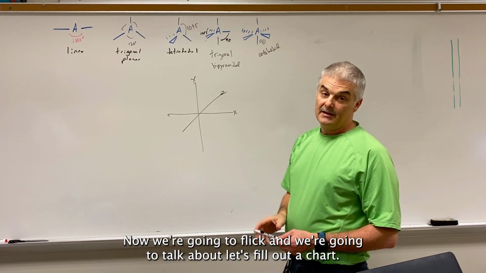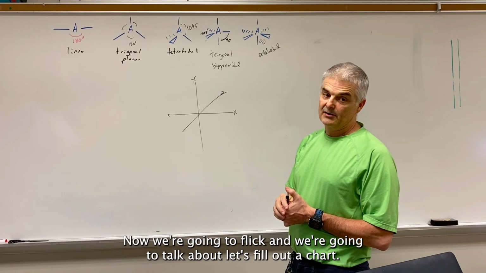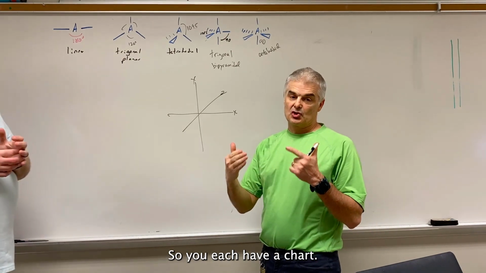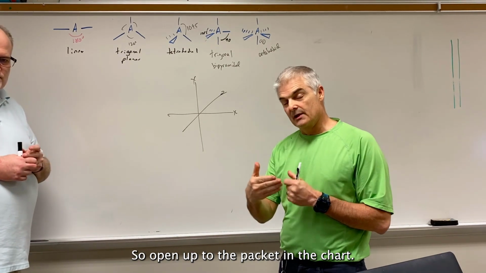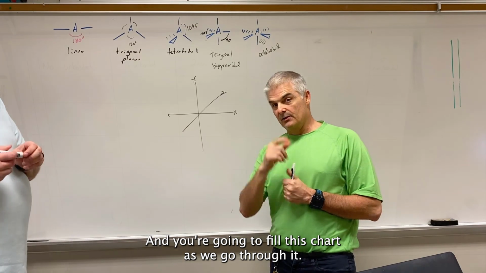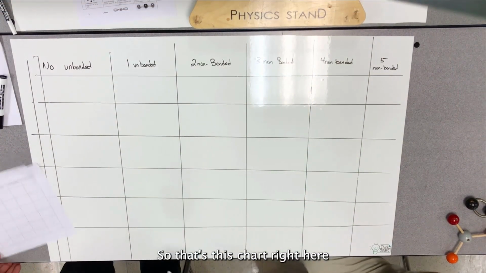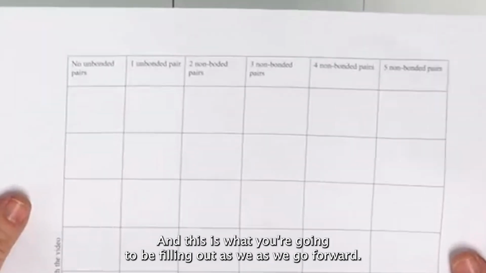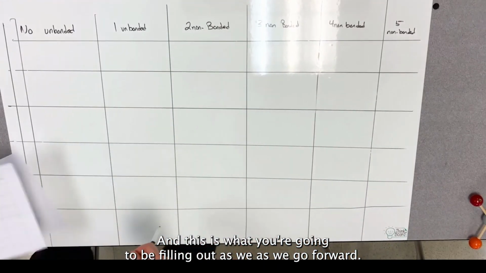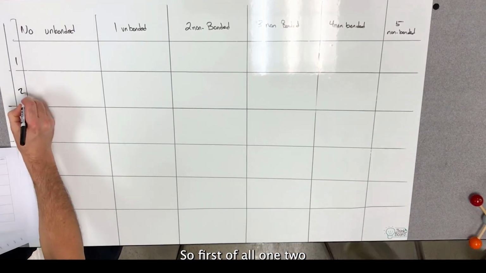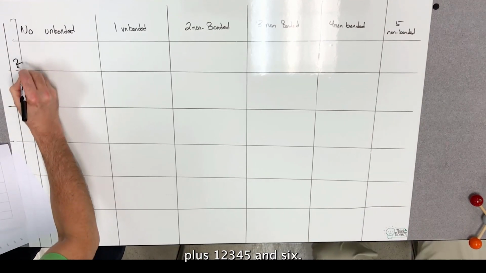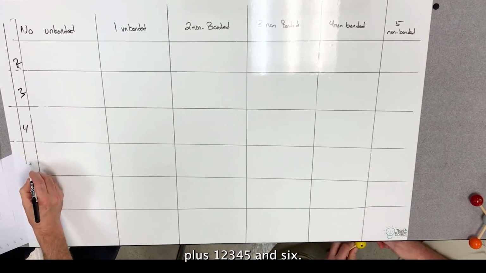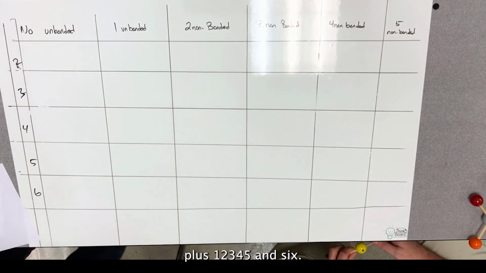That's perfect. Now we're going to talk about and fill out a chart. So you each have a chart. Open up to the packet, and you're going to fill out this chart as we go through it. All right, folks, we're at the chart. This is the chart you're going to want to grab out of your packet, and this is what you'll be filling out as we go forward. So first of all, 2, 3, 4, 5, and 6.